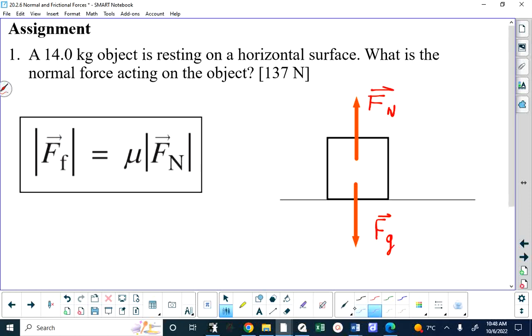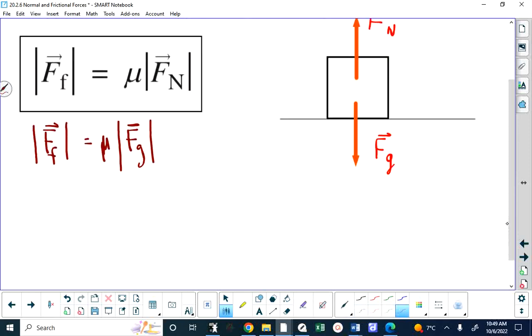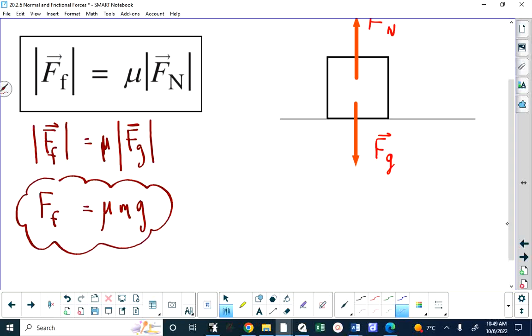So calculating the normal force is an inaccessible calculation. There's no formula for it. But what you do is you look at this particular situation and you say that means the force of friction is equal to the coefficient of friction times the magnitude of the force of gravity, because these two vectors are equal but opposite. They have the same magnitude. And then you can say, well, I can calculate the magnitude of the force of gravity simply by taking mg.